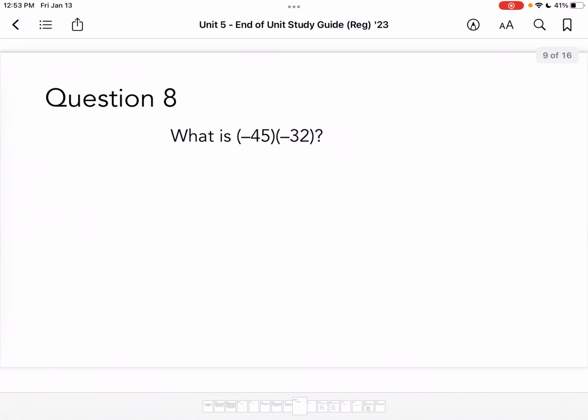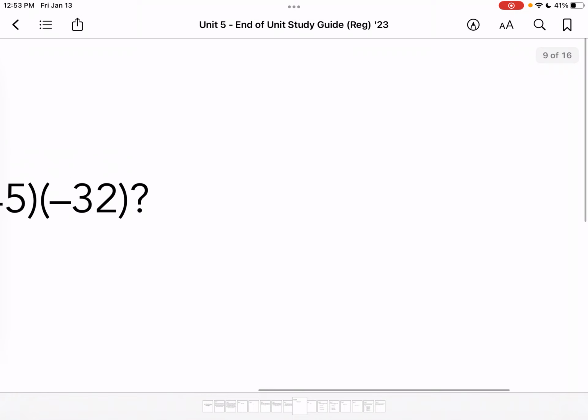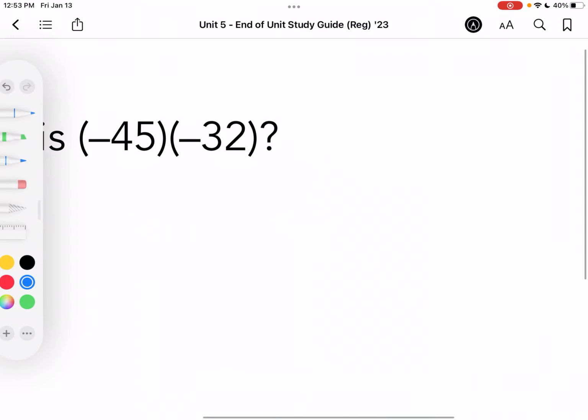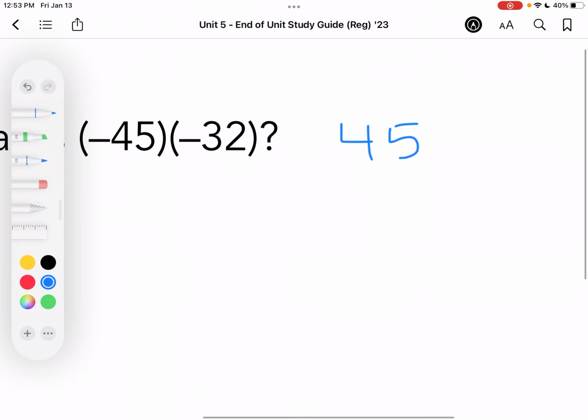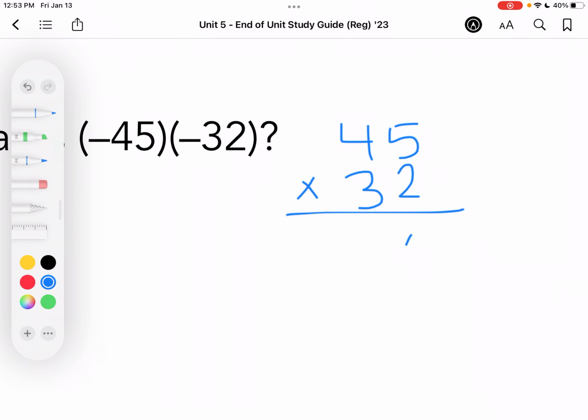All right, so this one I have 2 negatives. So when I'm multiplying and I have 2 negatives, I know that it's going to be a positive. 2 times 5 is 10. 2 times 4 is 8, plus 1 is 9. 3 times 5 is 15. 3 times 4 is 12, plus 1 is 13.